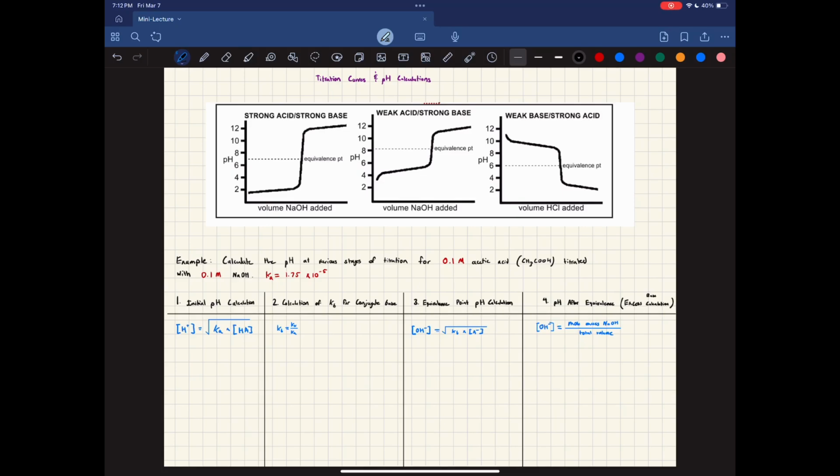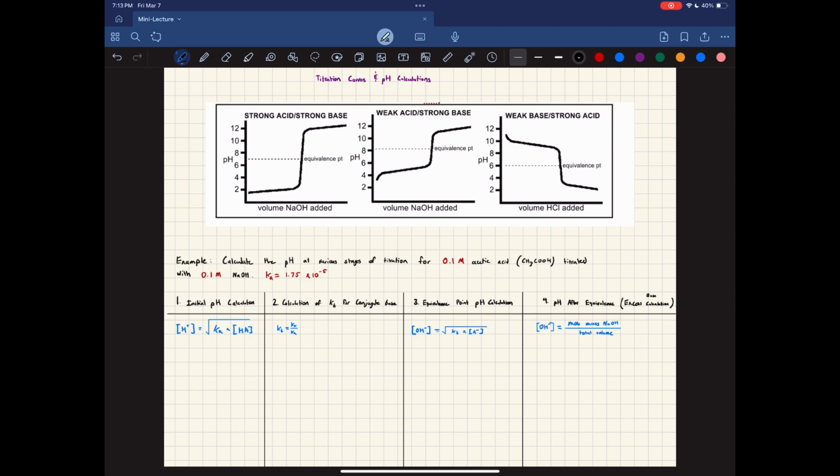Hello. Today we're going to understand titration curves and pH calculation. Titration is a fundamental technique in chemistry used to determine the concentration of an unknown solution by reacting it with a solution of known concentration. The titration curve graphically represents the change in pH as the titrant is added.